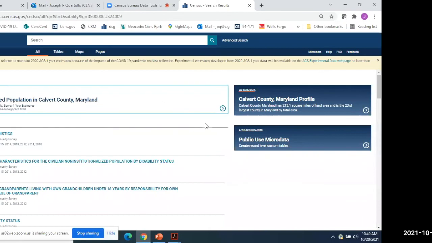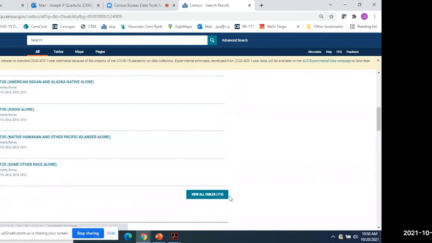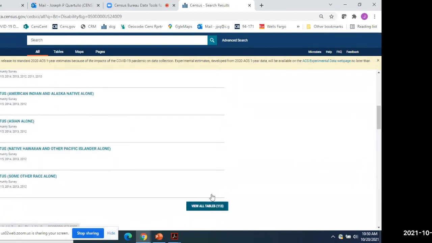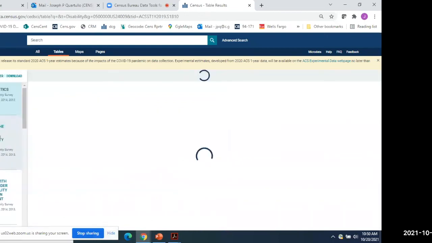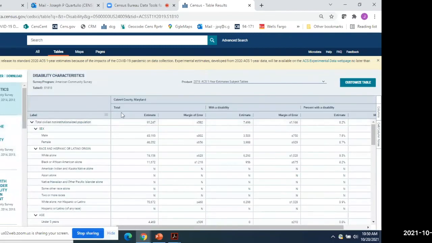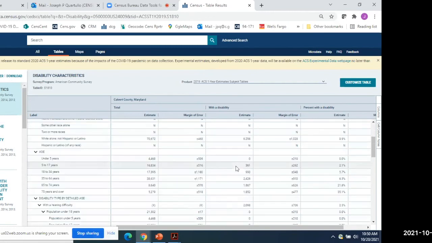So as I said, we're filtering for disability and Calvert County. We get the initial statistic up top, 8.2% of the population in Calvert identified themselves as disabled, but then we're going to get a lot of different tables that we could look further into that have to do with disability in Calvert County. There are actually 113 tables, so you can break it down all different ways. Let's just take the top one, and as I mentioned, we'll look at the characteristics of those that are disabled. We get Calvert County, the totals, and then the number of people that identify with a disability by gender, by race, by age, etc.